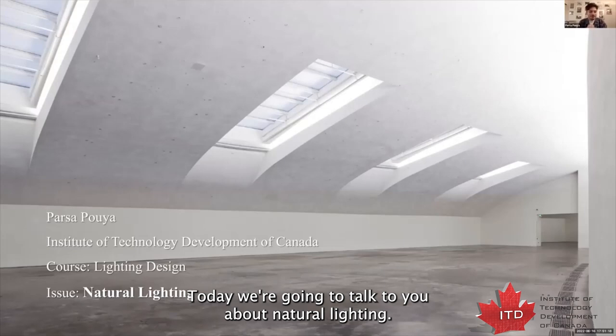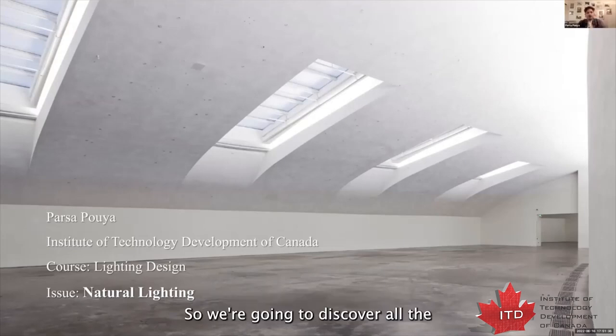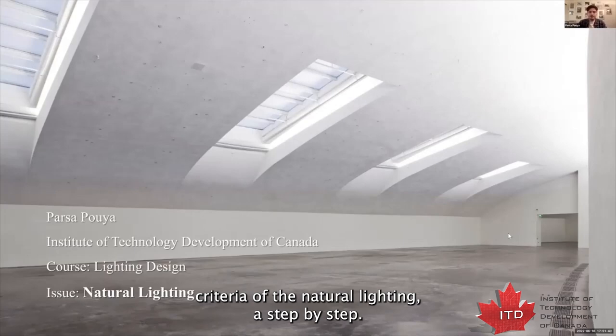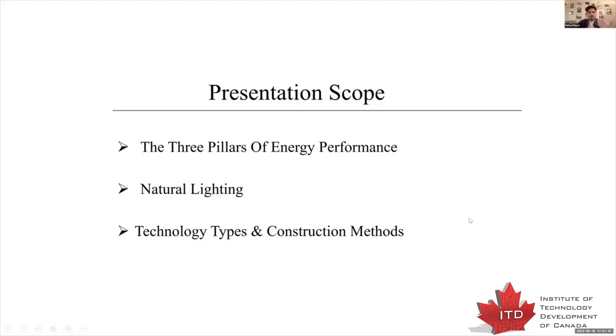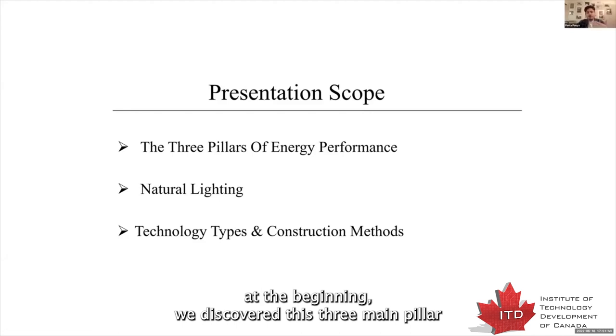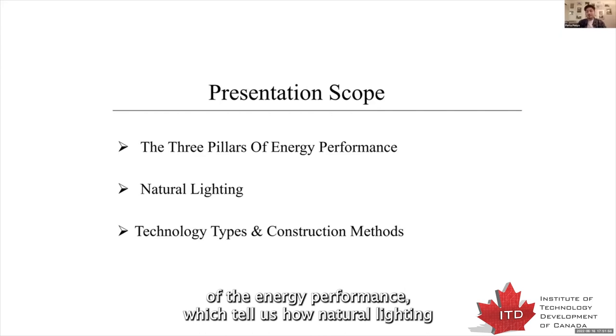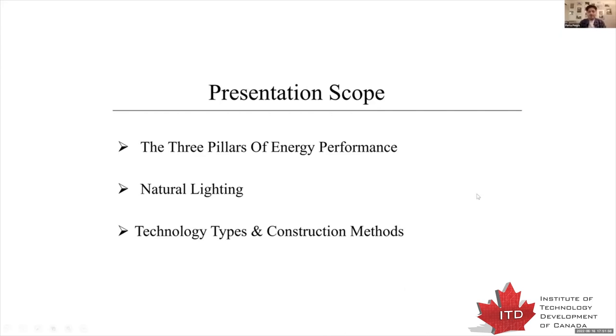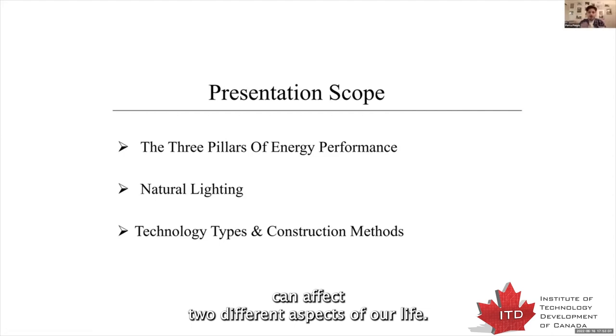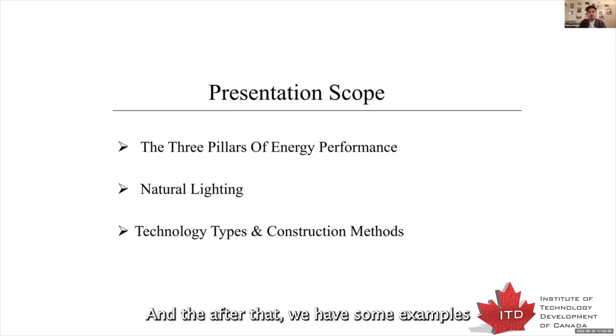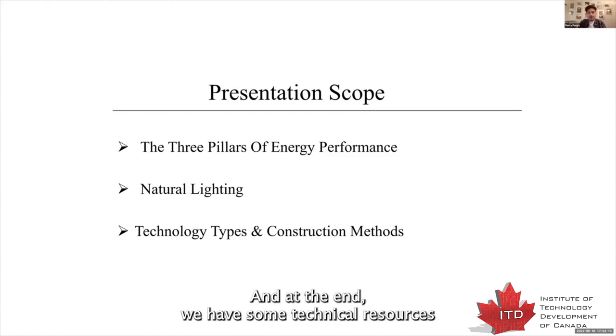Today we're going to talk about natural lighting. We're going to discover all the criteria of natural lighting step by step. At the beginning, we discover the three main pillars of energy performance, which tell us how natural lighting can affect different aspects of our life. After that, we have some examples of using natural lighting. And at the end, we have some technical resources for calculating all aspects of the canopies, awnings, and so on.